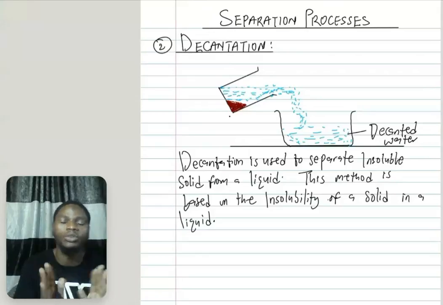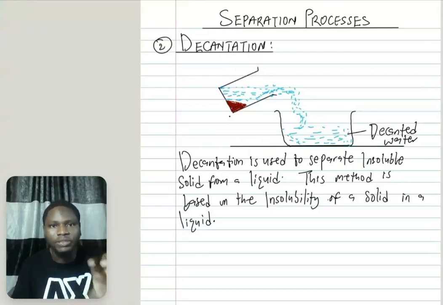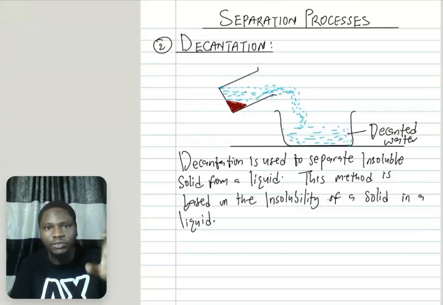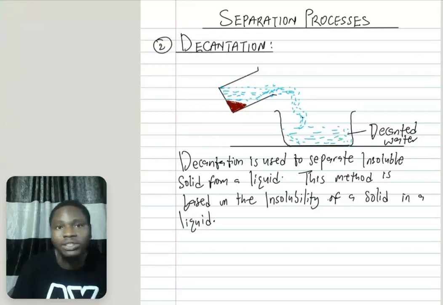So you place it to settle down. Then what happens? You now start pouring this water gently and let it pour here. So when you see that this water has fully left this side to this side, then you have carried out what? Decantation.